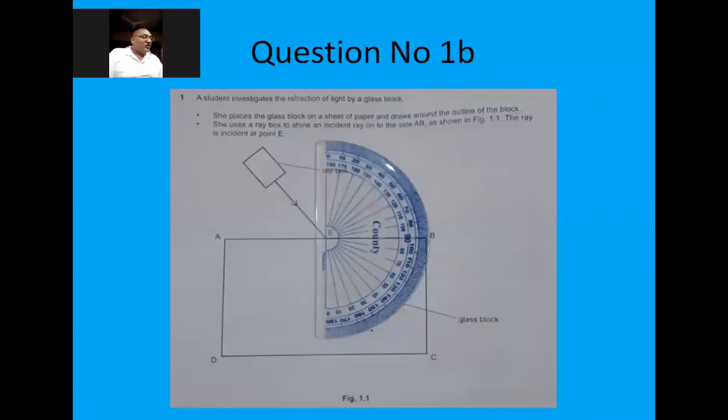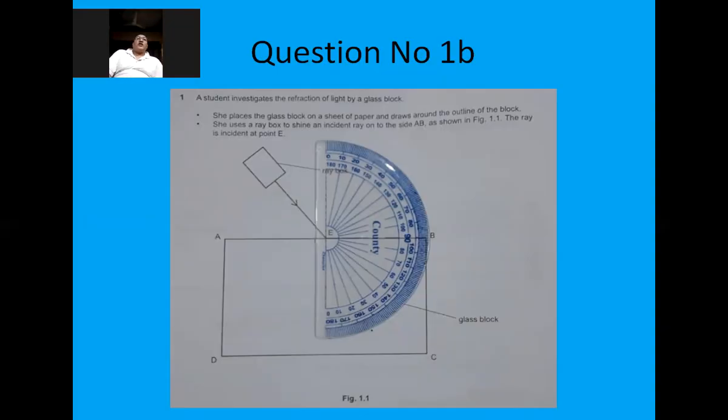The next question is part B. He says the ray is refracted into the block at an angle of refraction of 25 degrees. On figure 1.1, draw the refracted ray, continue the ray until it meets the side CD of the block. Label the point where the refracted ray meets the side CD with the letter F. So this is part B.